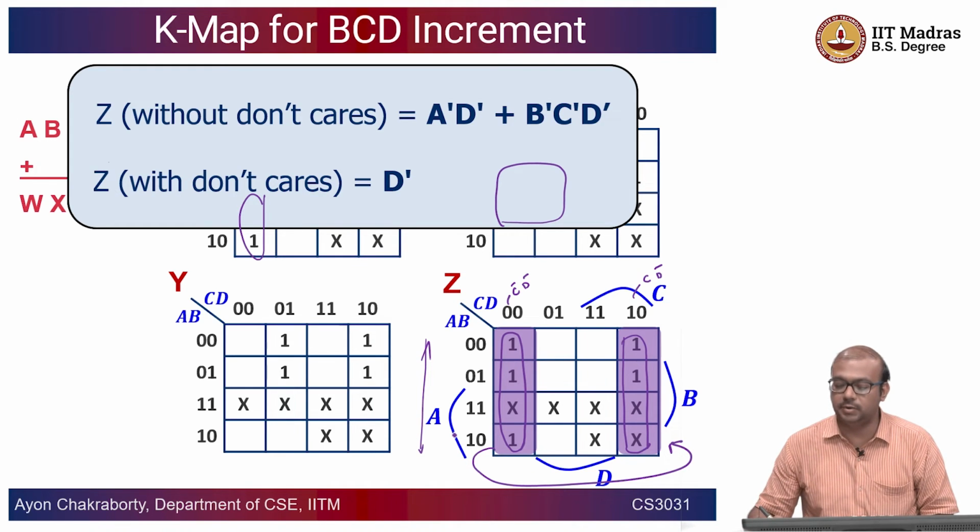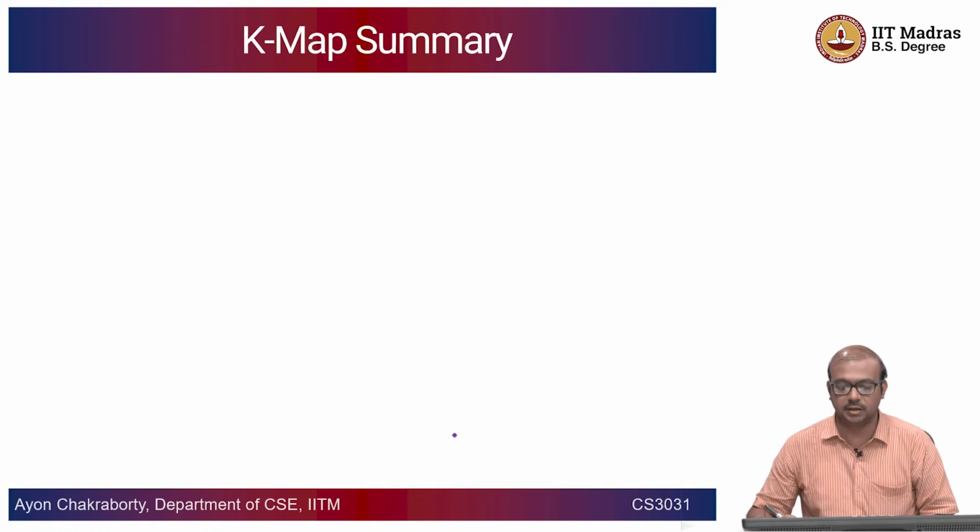So, if you want to design a circuit with these don't cares, you are going to get an extra benefit by using these don't care conditions judiciously, right. That can save you a lot of gates and improve the efficiency of the circuit.